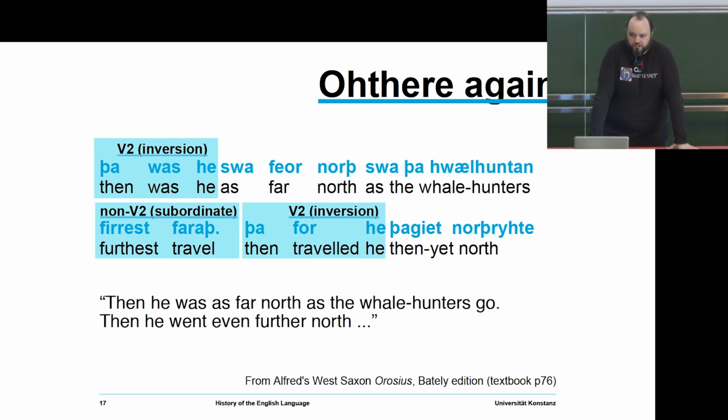Subject-verb inversion. Was he, for he. Here the for is the finite past of the verb faran, to travel. It's not the preposition for. That's important to remember.